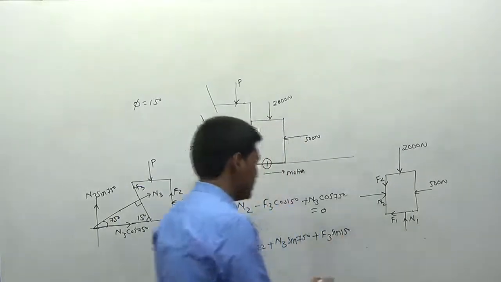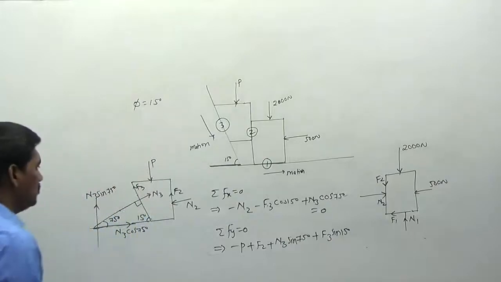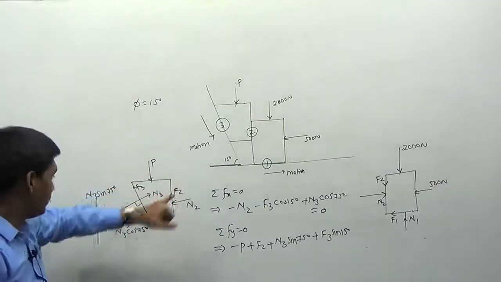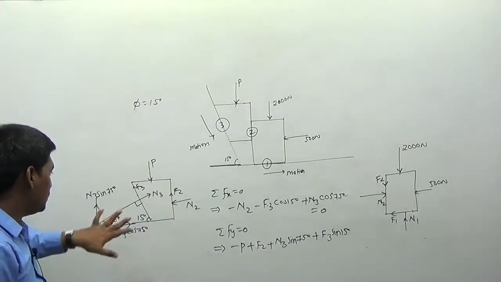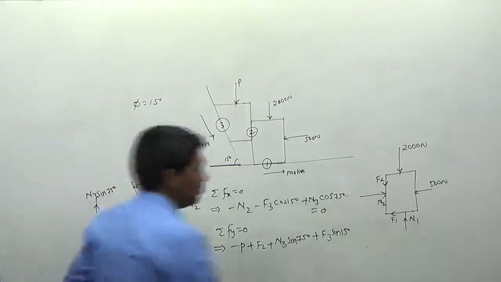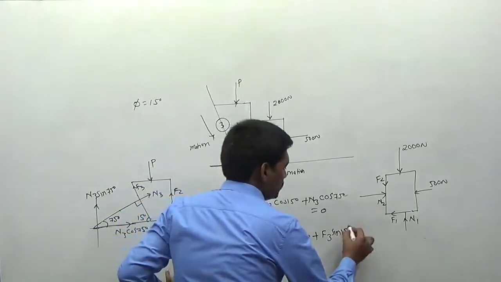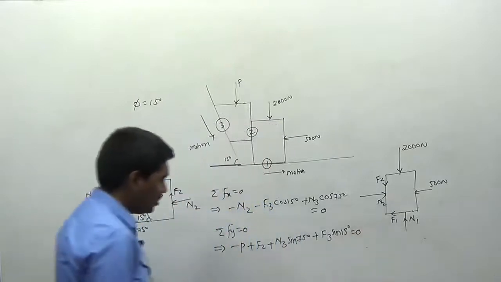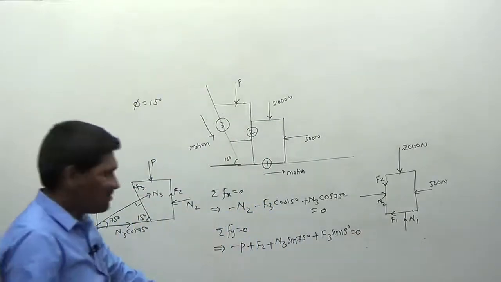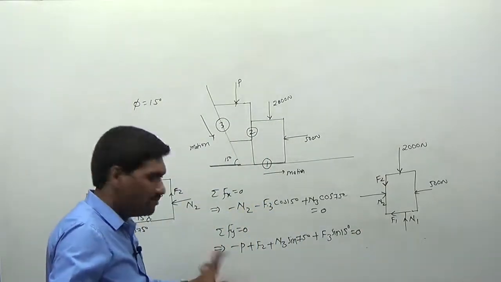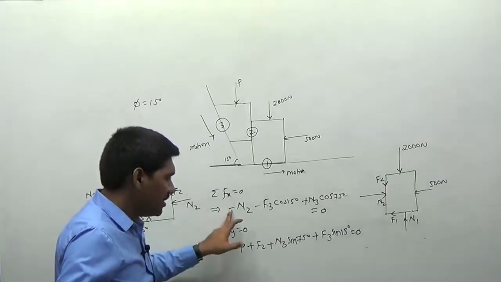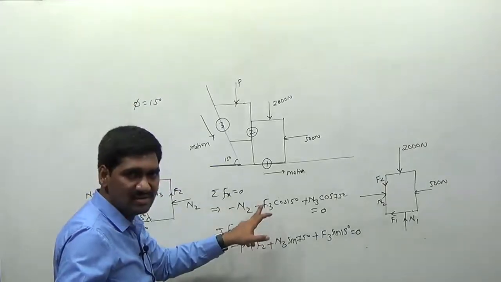Let us see if any more forces are acting on the body. P is the vertical force, F2 is the vertical force, N3 is the vertical force, F3 is the vertical force. We'll be getting only 4 components here. So write them down and equate to 0. Now, if you solve this equation, you cannot determine the value of P because we have 3 unknowns here.